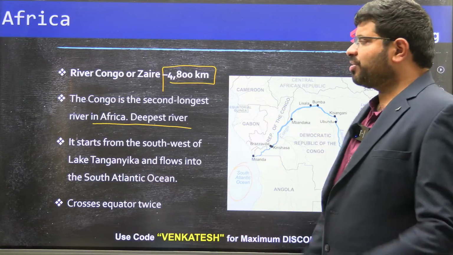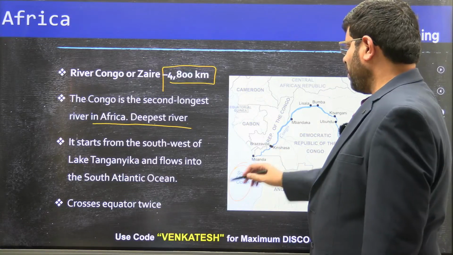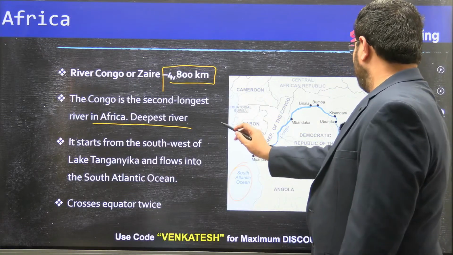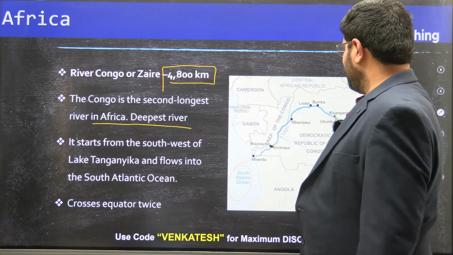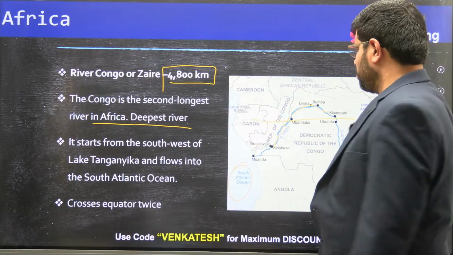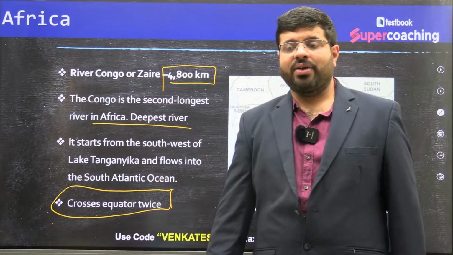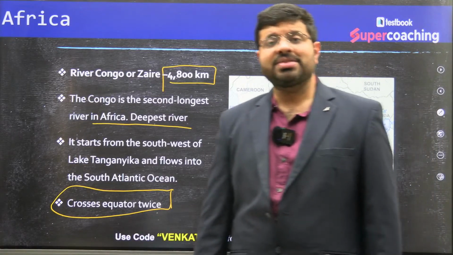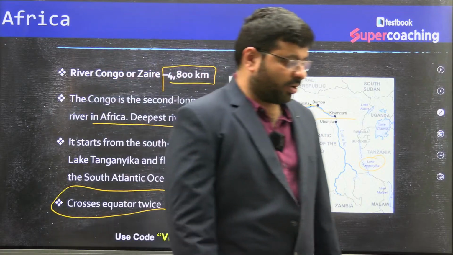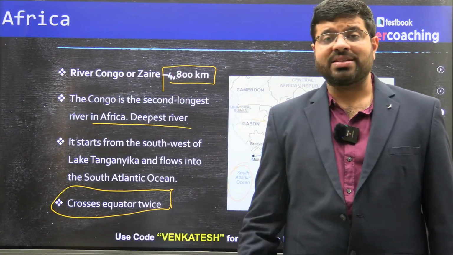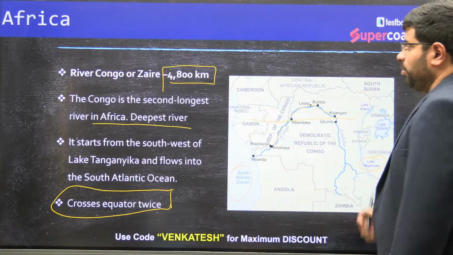The significance you need to remember about Congo is it cuts across the equator twice. So as it is moving, it is cutting across twice. So this is the important point. Similarly, you have River Mahi in India, isn't it? It cuts across the Tropic of Cancer twice in India, just like that.